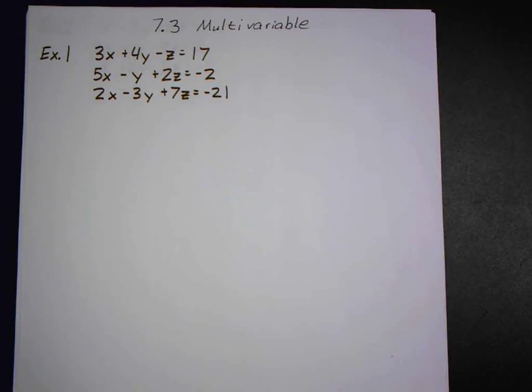Let's go ahead and start with this. First thing to understand is in order to have a solution, however many variables you have, you have to have that many equations. So if I have 3 variables, in order to have a solution, I have to have 3 equations. If I have 5 variables, I have to have 5 equations.